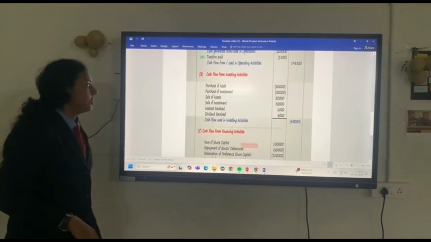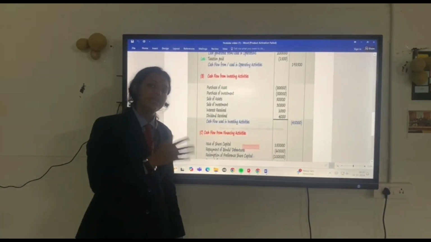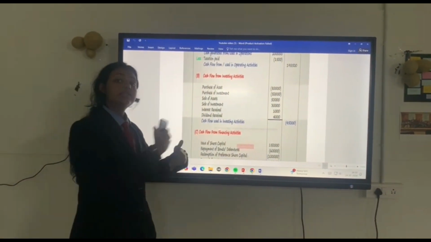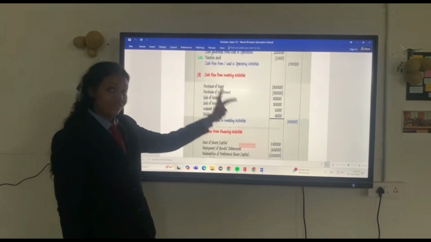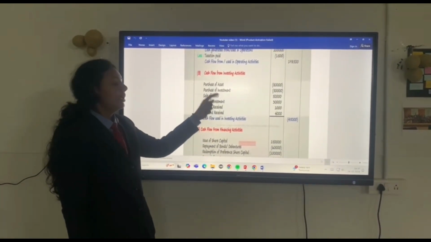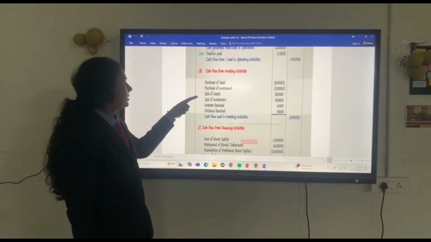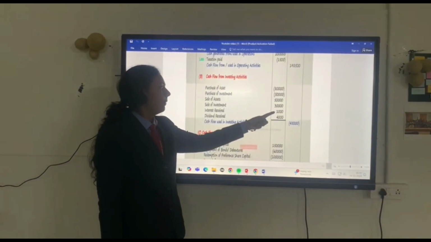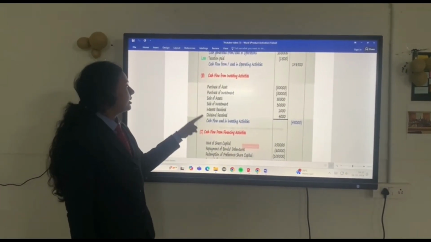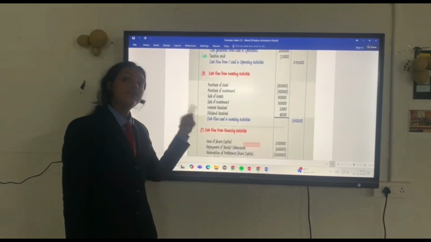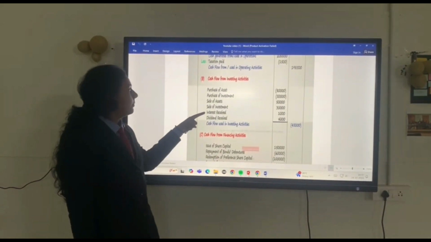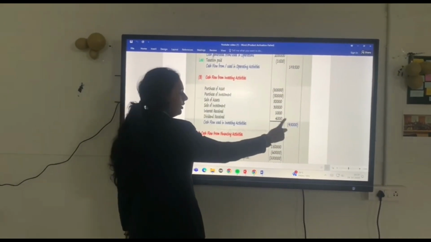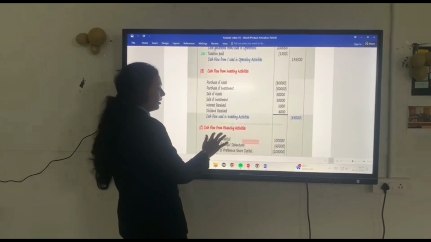The next one is cash flow from investing activity. We already covered current liabilities and current assets, so here come non-current assets and non-current liabilities. Purchase of fixed assets, the cash is going out, so you have a negative figure of 80,000. Purchase of investment, negative 50,000. Sale of assets, sale of investment, interest received and dividend received are positive figures. Note the point: dividend received is under investing activity and dividend payment is under financing activity. Say once more: dividend received comes under investing activities and dividend payment comes under financing activities. So here we have a negative figure, so cash flow used in investing activities.